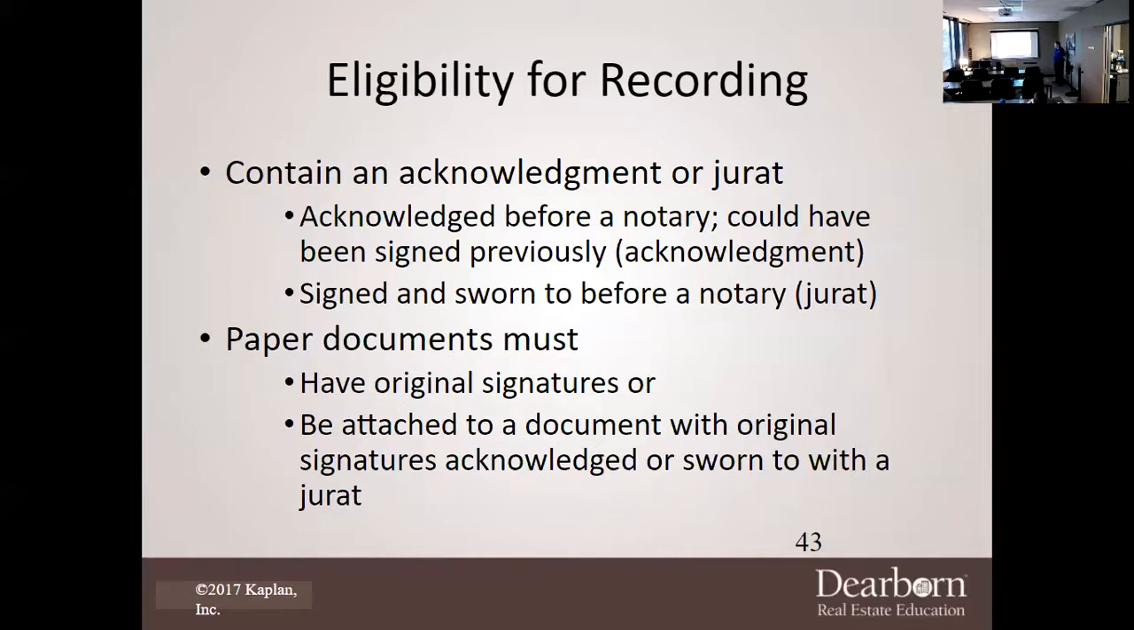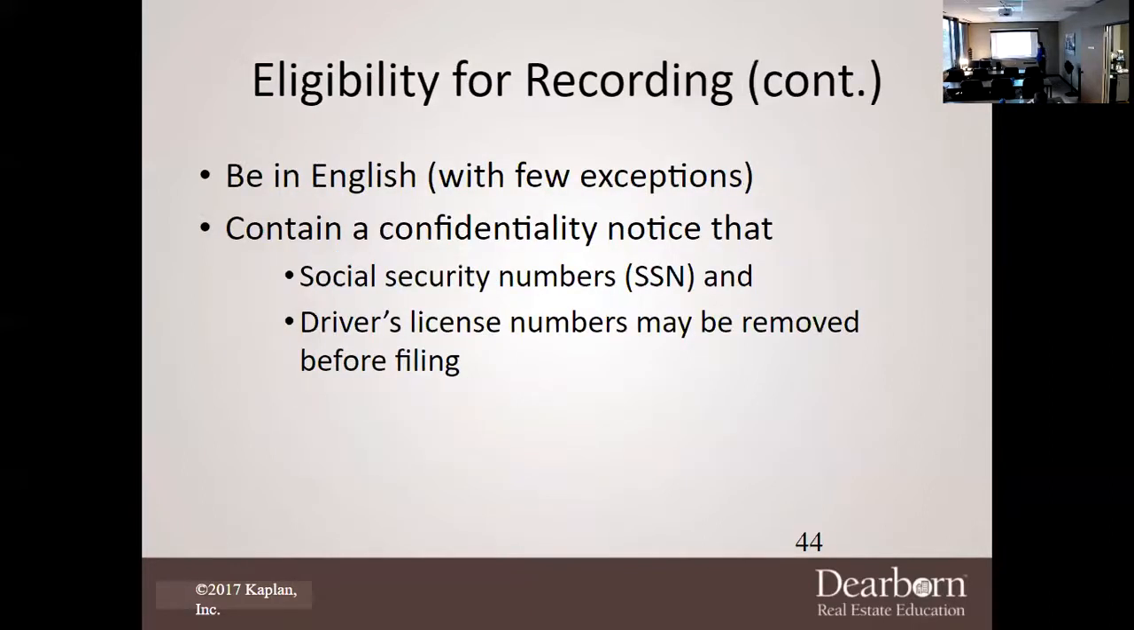It's acknowledgeable for a notary. It could have been signed previously, which is acknowledged, but if it's signed and sworn to before a notary, that's going to be a jurat. Okay. Now, paper documents must have original signatures or be attached to a document with original signatures acknowledged or sworn to with a jurat. The eligibility for recording is it must be in English.